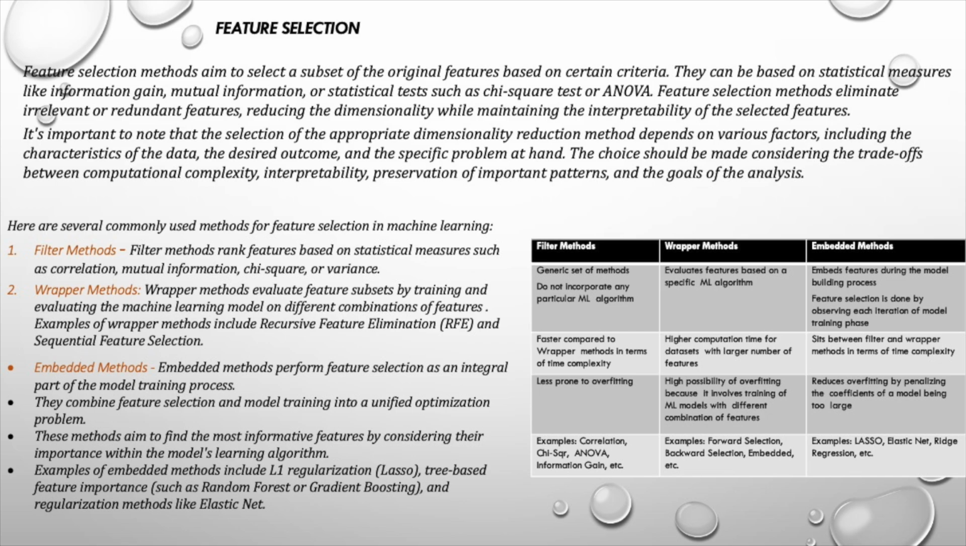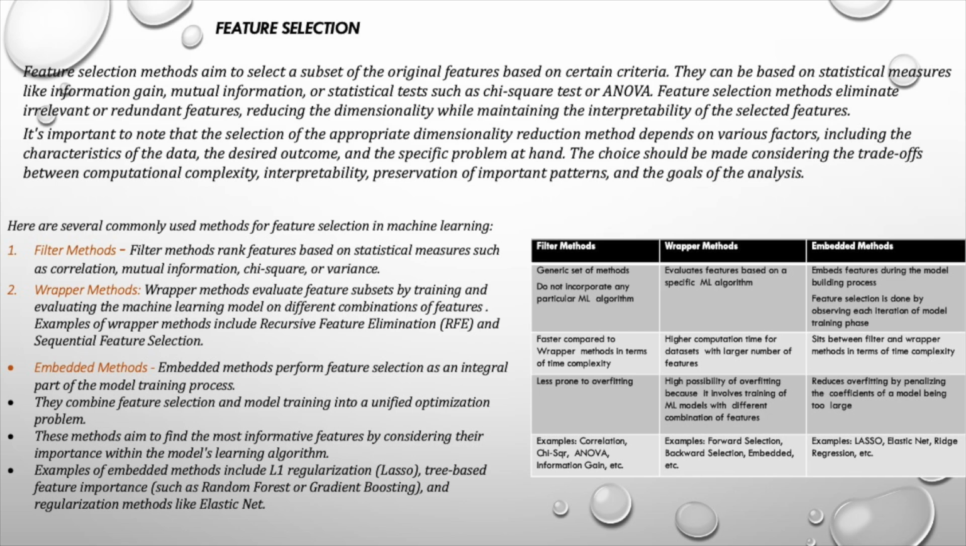2. Wrapper methods. Wrapper methods evaluate feature subsets by training and evaluating the machine learning model on different combinations of features. They use the performance of the model, e.g., accuracy, F1 score, as a criterion for feature selection. The search for optimal feature subsets can be performed exhaustively, e.g., using brute force, or heuristically, e.g., using forward/backward selection or recursive feature elimination. Wrapper methods can be computationally expensive, but provide a more accurate evaluation of feature subsets. The examples of wrapper methods include recursive feature elimination, RFE, and sequential feature selection.